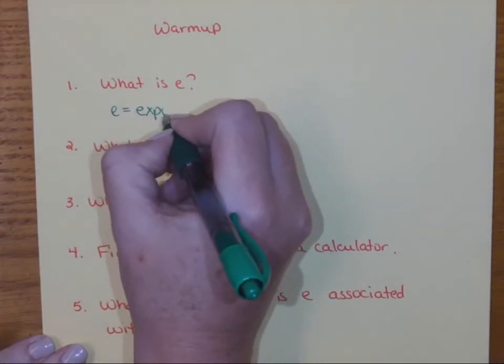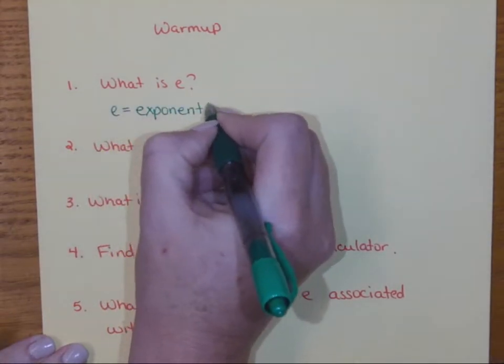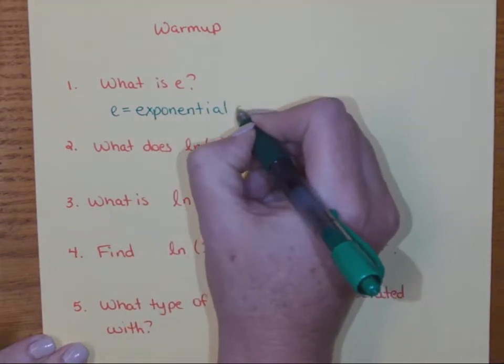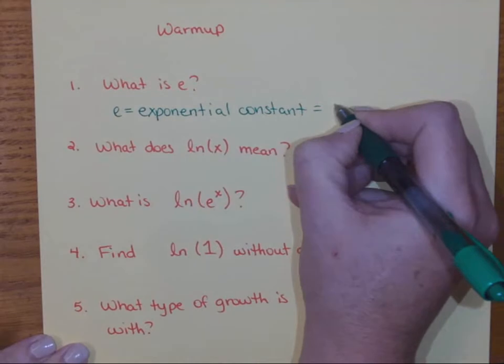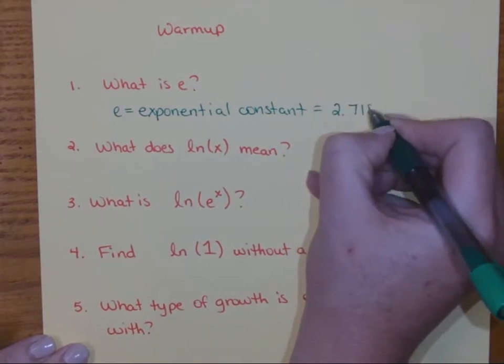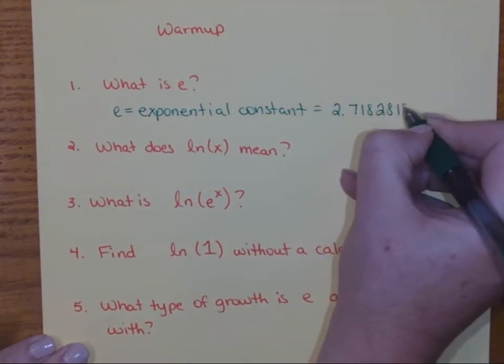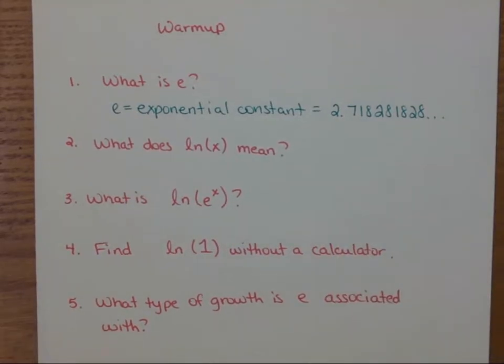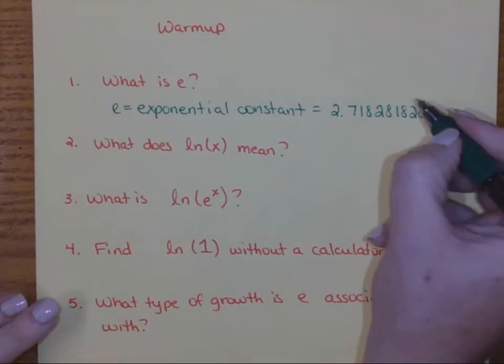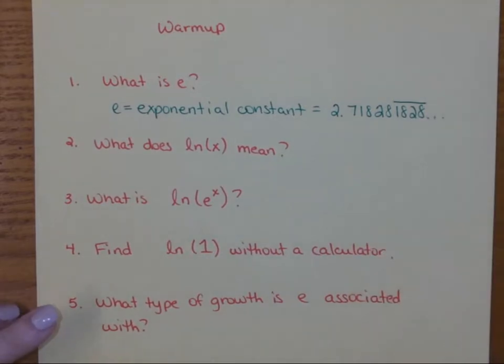E is not a variable like most letters are. E is the exponential constant, and it stands for the decimal 2.718281828, and then I'm going to put a ... there, implying that the 1828 will actually repeat over and over. So we'll put a bar above that.